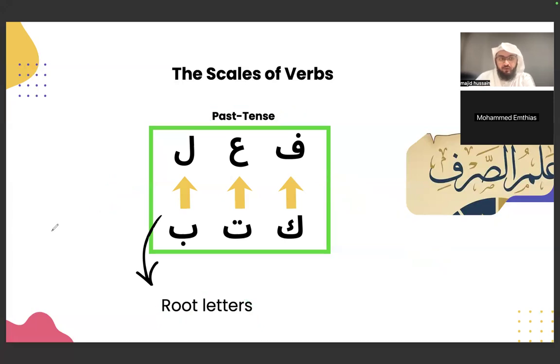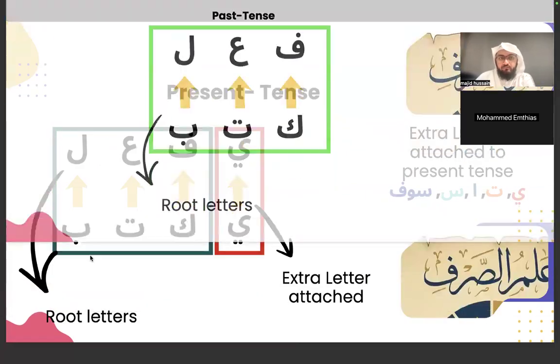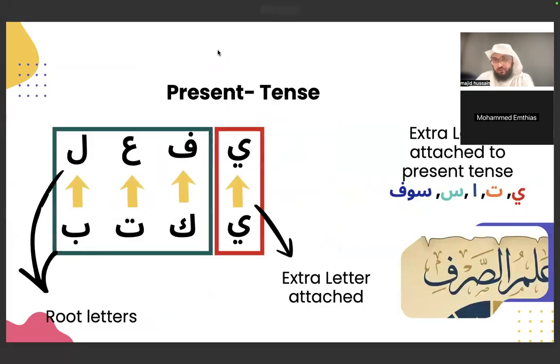Moving forward, we have the present tense now. The formula for present tense is yaf'alu. It's still fa, ain, lam, but how do we identify a word that is in the present tense? How do we extract the root letters from it?